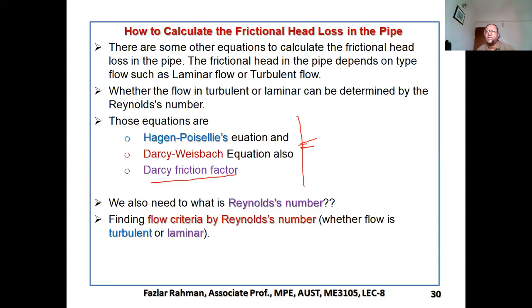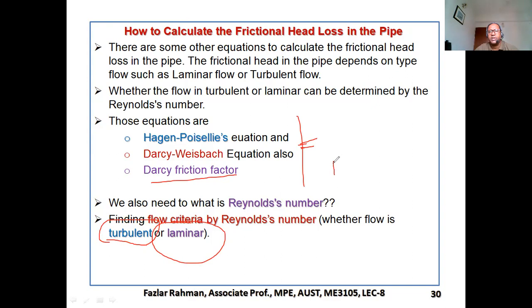Reynolds number is a number. If a fluid is flowing in a rectangular duct in an air conditioning system, you can figure out the Reynolds number for the fluid. If fluid is flowing through a pipe, you can figure out the Reynolds number. Based on the Reynolds number, you can say a flow is laminar or turbulent. So if flow is laminar, you need to use one equation. If flow is turbulent, then you need to use another equation. So that's why we need to know.